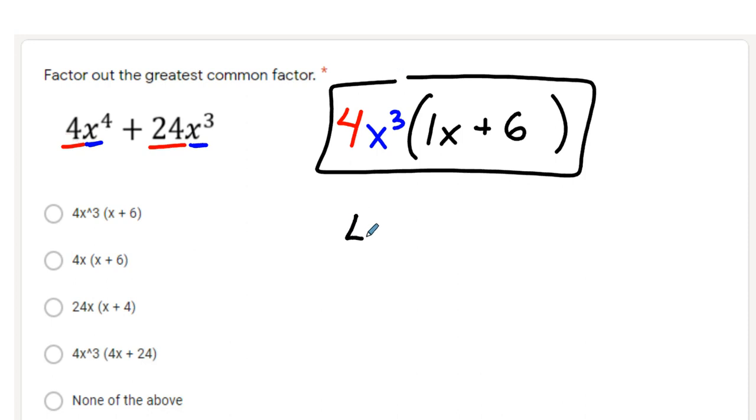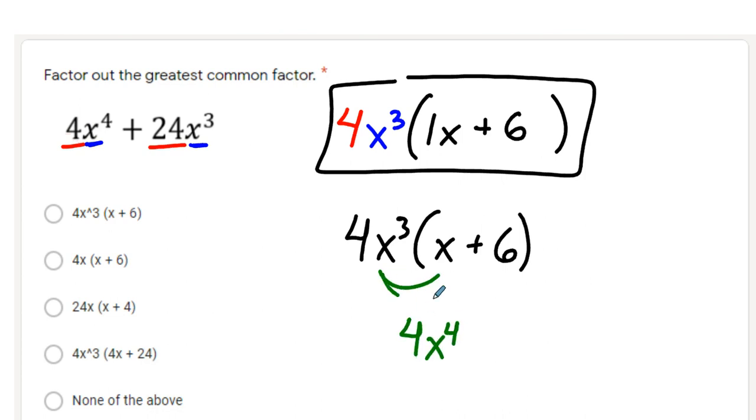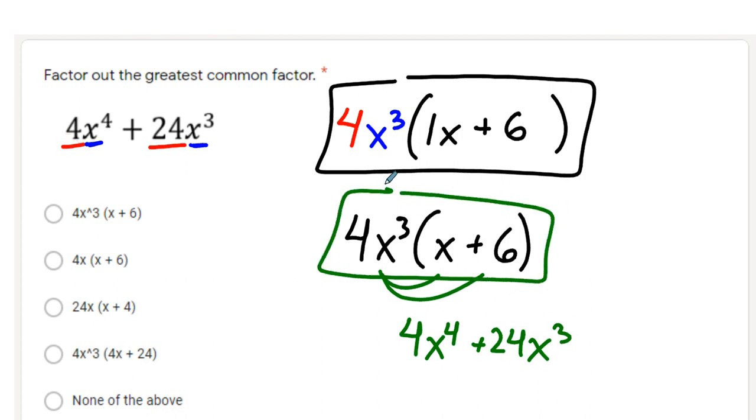How can you check? Since this is division, you can always check by multiplying it back through. If you multiply back through, I would get 4x to the 4th plus 24x cubed. That's what tells you that that is the divided version, the factored version. And that is the first one. A lot of first ones, I guess, in this one.